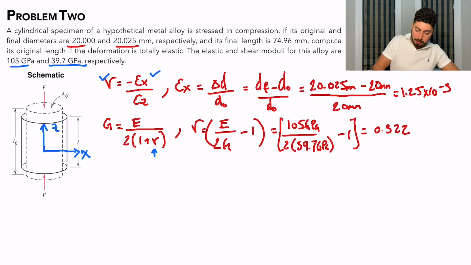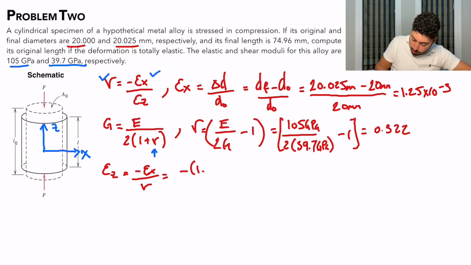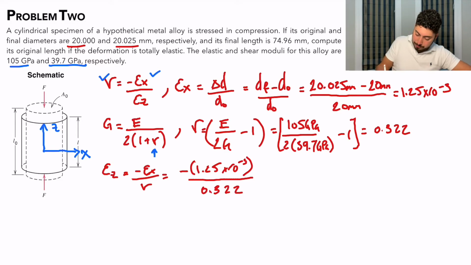So now that we have our Poisson's ratio and our strain in the x, we can simply rearrange our Poisson's ratio equation and calculate our strain in the z. So let's do so. Our strain in the z is equal to our negative strain in the x divided by Poisson's ratio, and that's going to be simply negative 1.25 times 10 to the minus 3 divided by 0.322. And that's going to work out to a value of negative 3.88 times 10 to the minus 3.